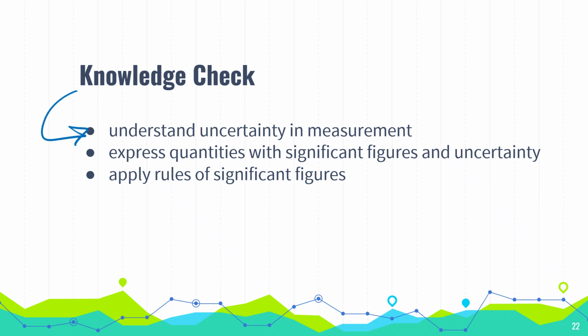Make sure that you understand uncertainty and measurement, that plus or minus that tells us the ishiness around a measurement. Make sure that you can express quantities with significant figures and uncertainty, and then also apply those rules of sig figs. Remember that we have two different rules, one for multiplying and dividing, and a different, somewhat more confusing rule for adding and subtracting.